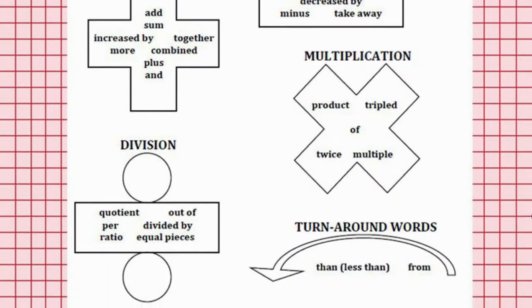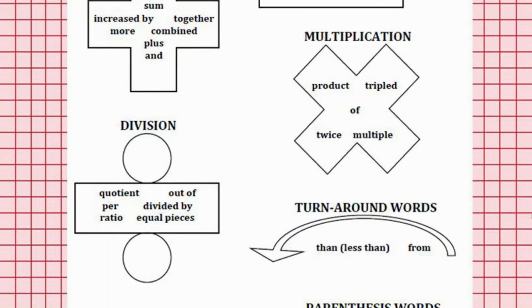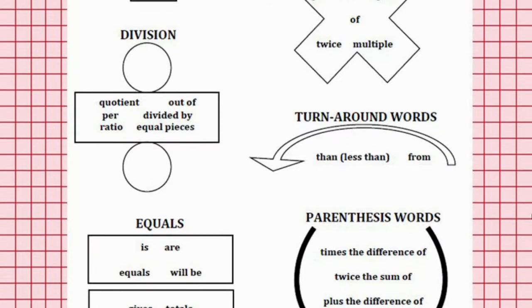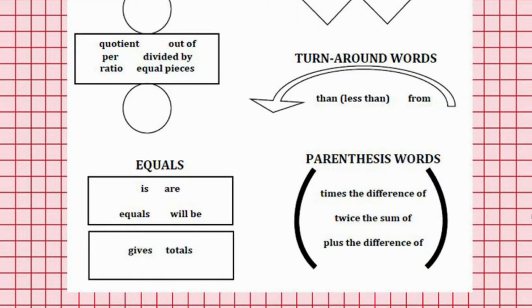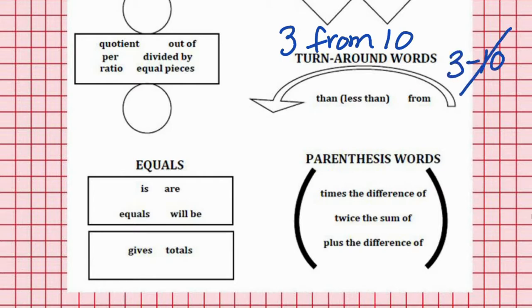Saying these are all words that will help you. When you see these words in a word problem, this is the mathematical operation that it's actually telling you to do. For instance, the turnaround words: if they write something like 3 from 10, or subtract 3 from 10, that's a turnaround word. It does not mean 3 minus 10.